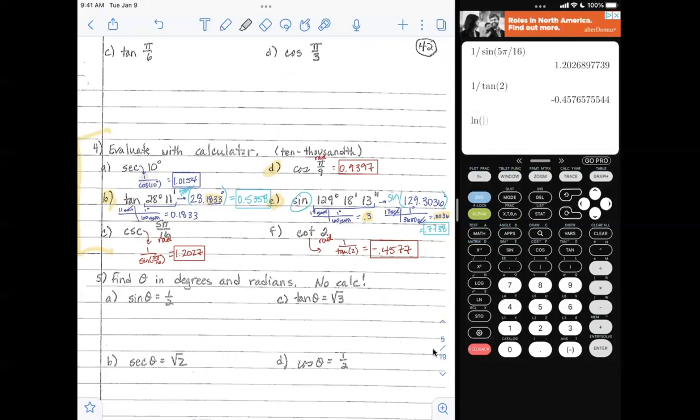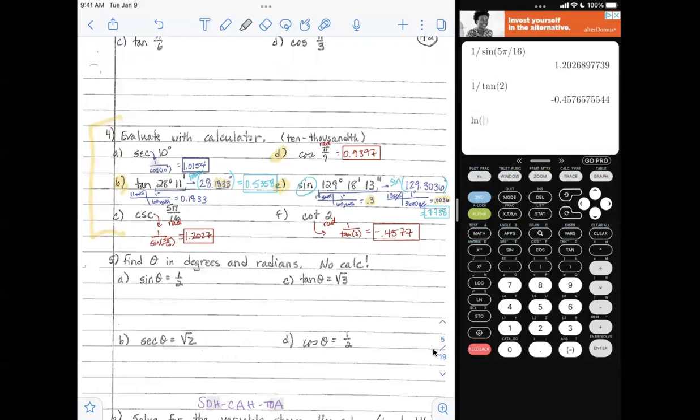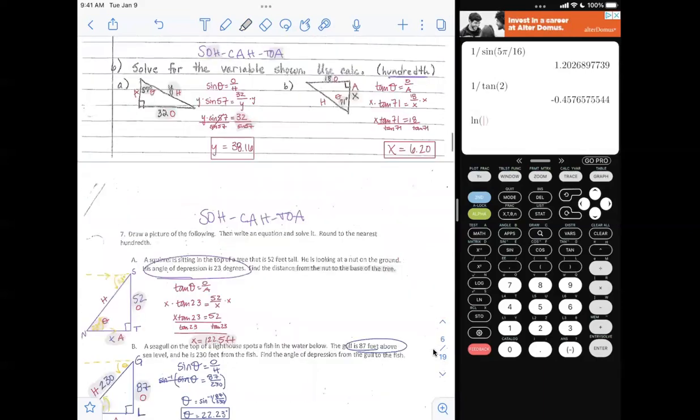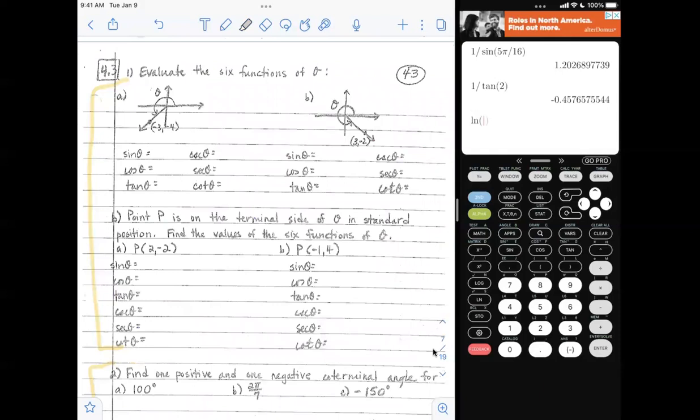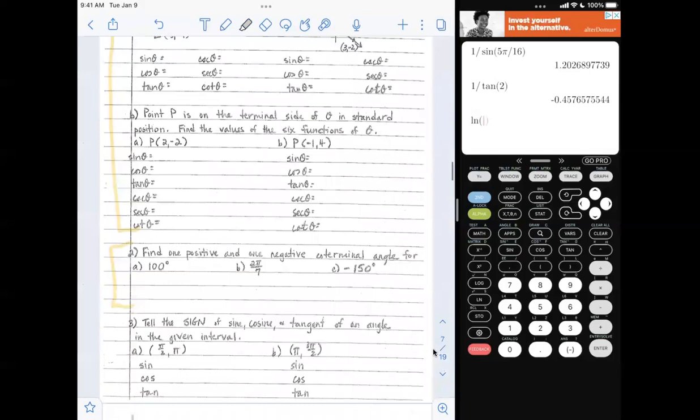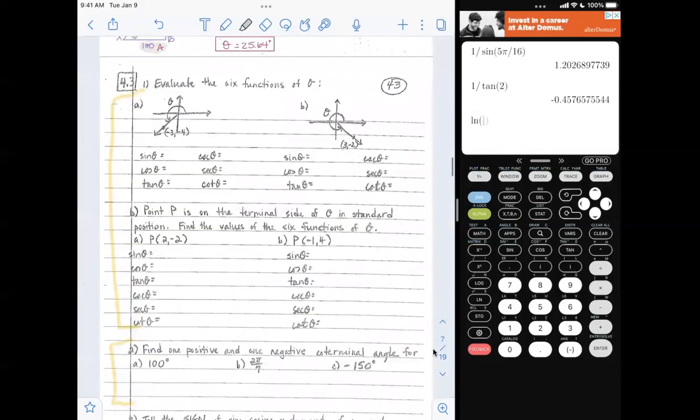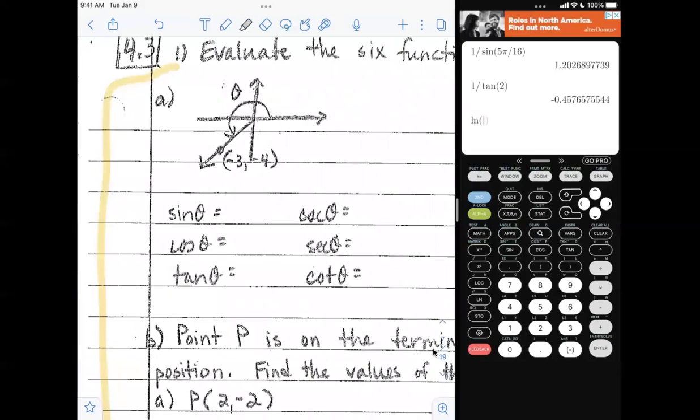We're going to jump to the beginning of 4.3. So nothing else we can do right now. The rest of it requires our unit circle, which I would have liked to do today, but we'll do it next class. And we're going to jump and do A and B and number 2 of this problem on 4.3. So these say evaluate the 6 functions of theta. These problems look a lot like the ones that we did earlier in 4.2. The difference is that it's not just a triangle. Now we're looking at angles in standard position.